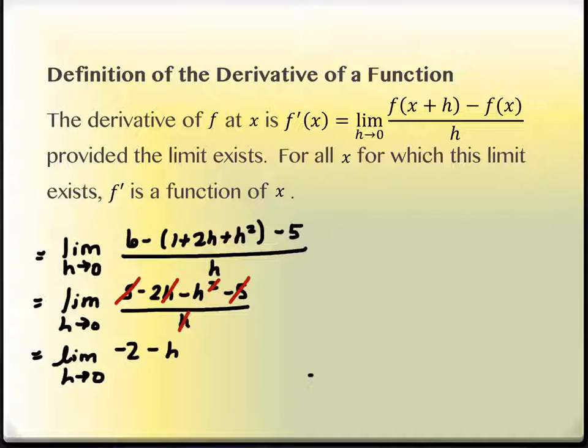Does everybody see where the negative 2 and the minus h are from? Excellent. This is the step where you can stop writing the limit, because now we're going to plug in 0 for h, and if I plug in 0 for h, what do I get? Negative 2. And this is g prime of 1. It's the slope of the tangent line of the graph.